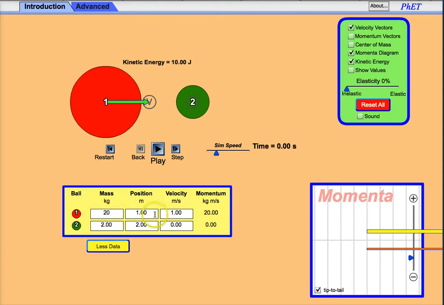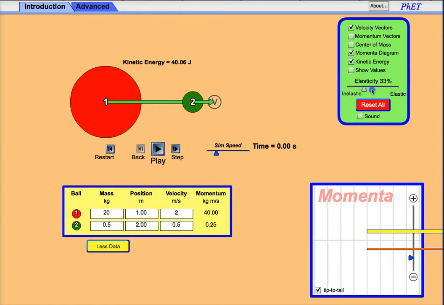Let's call ball 1 20 kilograms. So that's the truck. Let's say it's moving with a velocity of 1 meter per second, and we'll model the auto as a really small mass, 0.5 kilograms, and it's also moving to the right with a velocity of 0.5 meters per second. Let's make this 2 just to speed up the experiment. So these are our initial conditions.